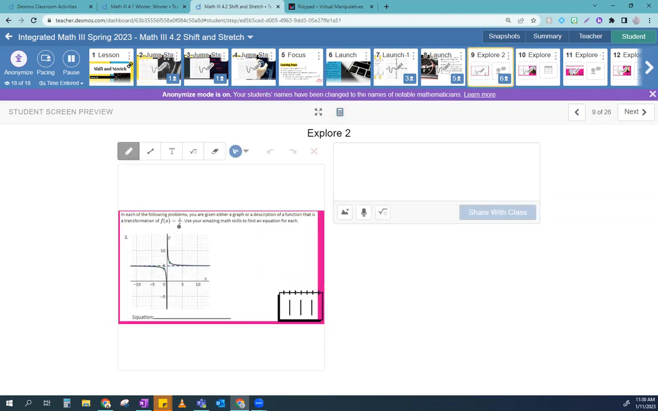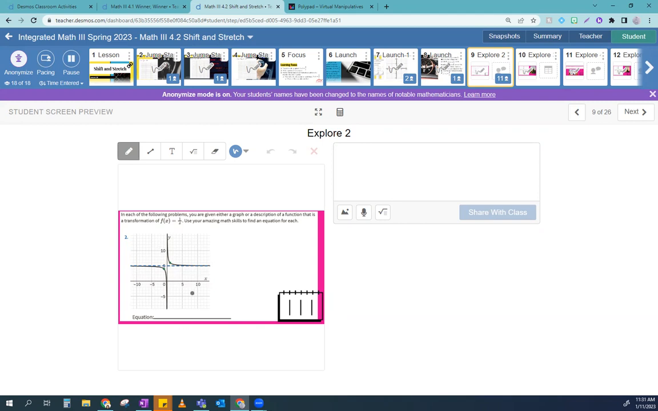So let's just try. It says in each of the following problems, you're given either a graph or a description of a function that is a transformation of f of x equals 1 over x. Use your amazing math skills. You all do have amazing math skills. Some of you are like, shut up, Miss Johnson, I don't have amazing math skills. Okay, fine. You don't. Let it be as you have said. To find an equation for each.